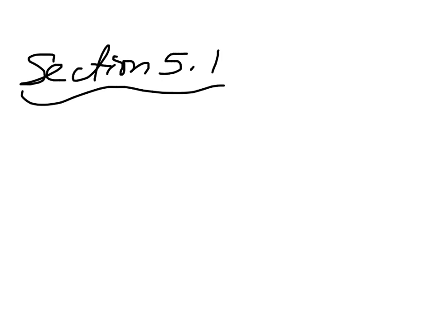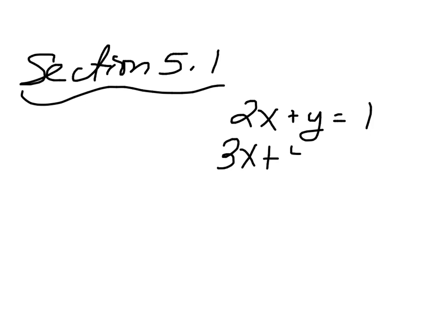Alright, in Chapter 5 we're going to talk about systems of equations and inequalities. And what we're going to try to do in this first section, section 1, is solve linear systems. So your example will be something like this. It'll say 2x plus y equals 1, 3x plus 4y equals 14.